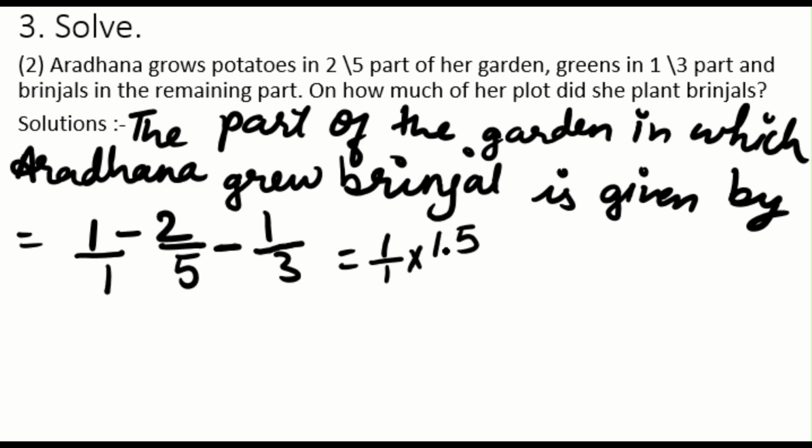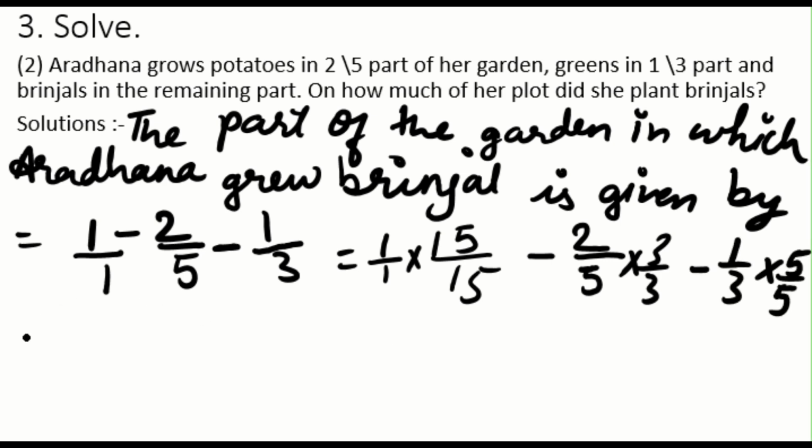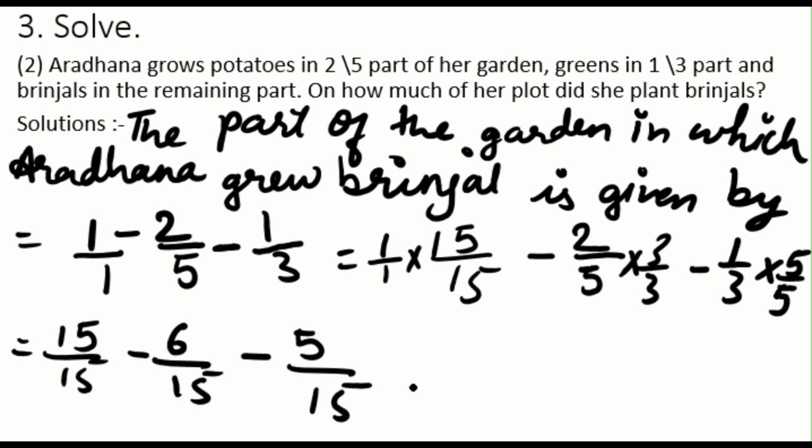So we are multiplying here 15 upon 15 minus 2 upon 5 into 3 minus 1 upon 3 into 5 upon 5. Then we are going to get 15 upon 15 minus 6 upon 15 minus 5 upon 15, which is then equal to 4. See, 15 minus 6 is 9. 9 minus 5 is 4. 4 upon 15.